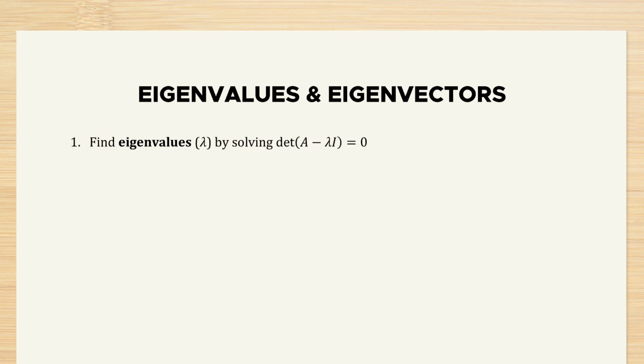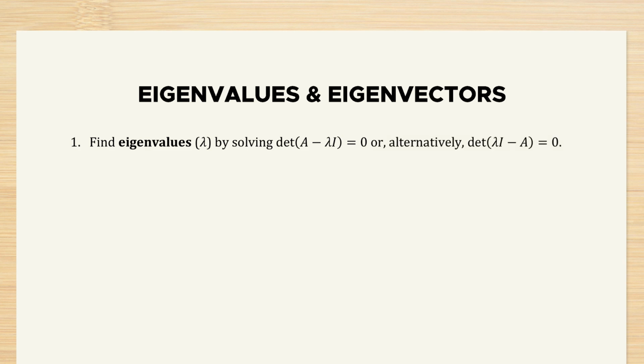We find eigenvalues, symbolized as the Greek letter lambda, by solving the characteristic equation, which is the determinant of A minus lambda I. We set that equal to 0. A minus lambda I essentially means we're going to subtract this eigenvalue, which we don't know yet, lambda, from all the entries along the main diagonal of a matrix A. Then we find the determinant and set the determinant equal to 0 and solve for lambda as our eigenvalues.